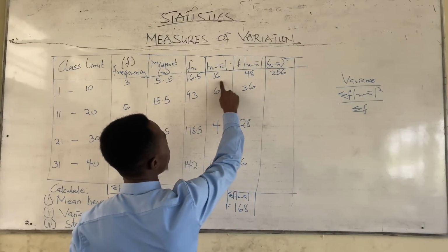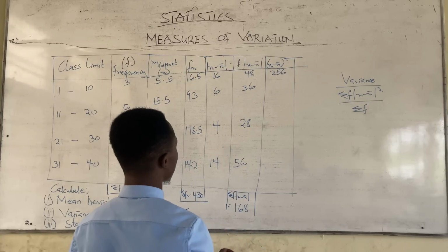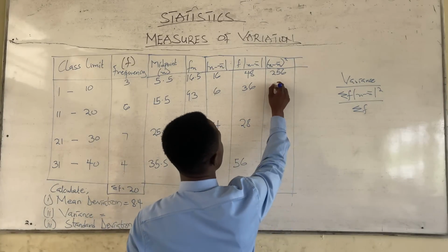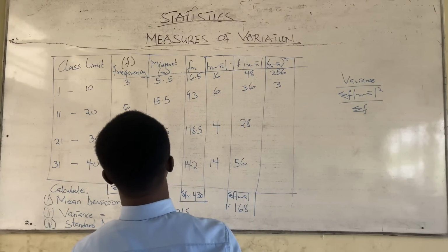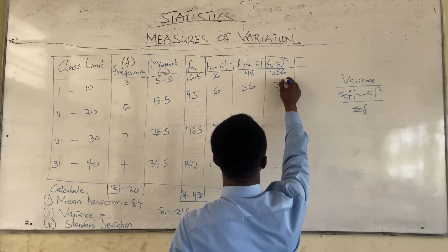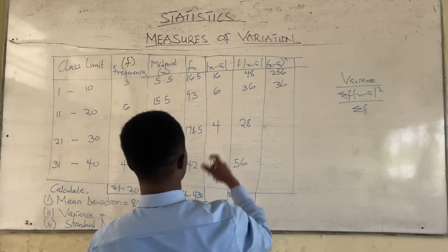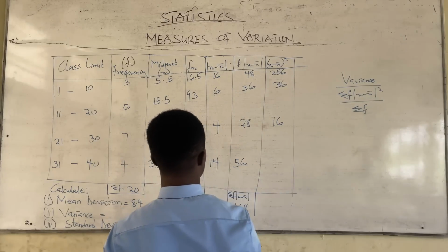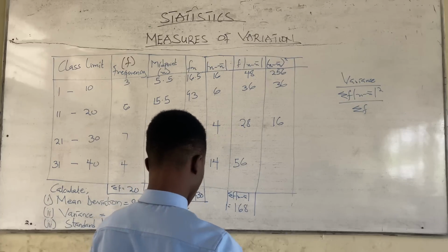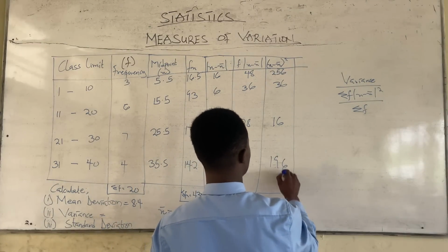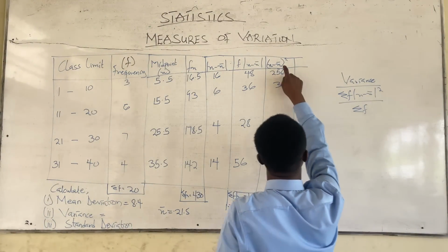So we've squared this one to get this, we have to square this one too. So 6 squared is 36, right? So we have 36 here. We have another 36 here because 6 squared is 36. Then also we have 4 squared, which is 16, and we have 14 squared, 196. Right? Yes. And so we are done with the deviation squared, which is here.